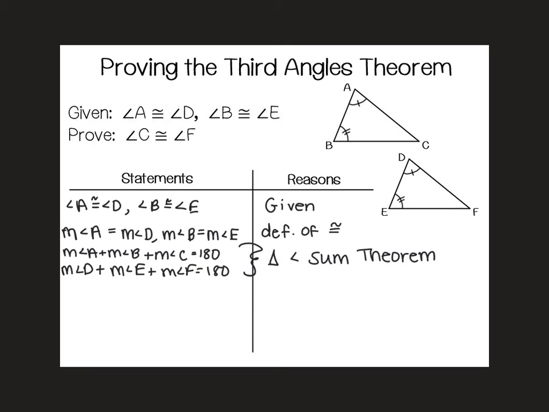Now, hopefully you're starting to pick up on some patterns, really similar to the last proof that we did yesterday. I have A is equal to B. B is equal to C. So A is equal to C. So that's the transitive property. So I write out the measure of A plus the measure of B plus the measure of C equals the measure of D plus the measure of E plus the measure of F, transitive property.